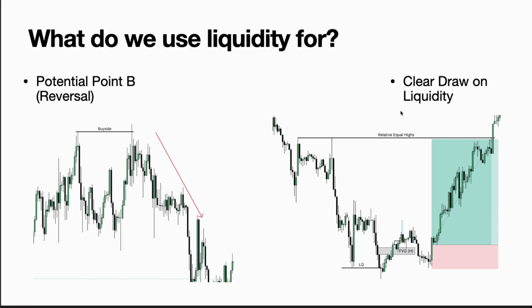We also can use it as a very clear and obvious draw on liquidity. So I believe this chart was Bitcoin. I believe this is EU or GU. We came into here. I was looking for longs. We just tapped into that fair value gap, so I would have entered here. And we have these relative equal highs, being these two, as a very clear and obvious area for me to target. And as you can actually see in this black candle right here, we did tap it perfectly before rejecting.